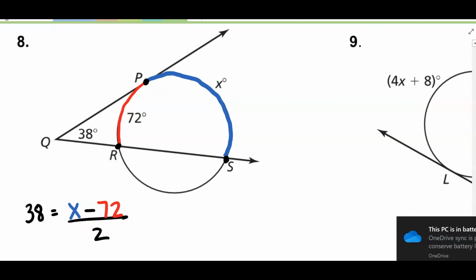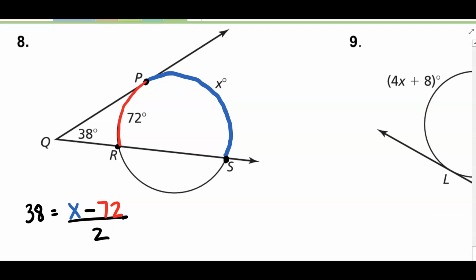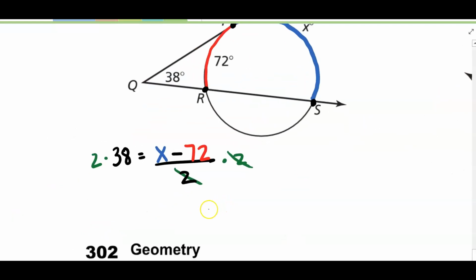Yes. And now I can solve for x. So something I can do is to get rid of that denominator: I can multiply both sides of the equal sign by 2. That gets rid of the denominator, and I'm left with x minus 72 on that side. Now on the left, I have 2 times 38, so that's going to get me 76. Now I add 72 to both sides to get x alone, and I get that x is 148.